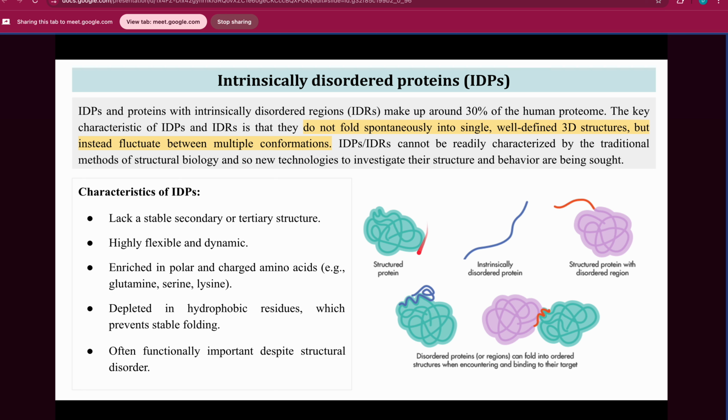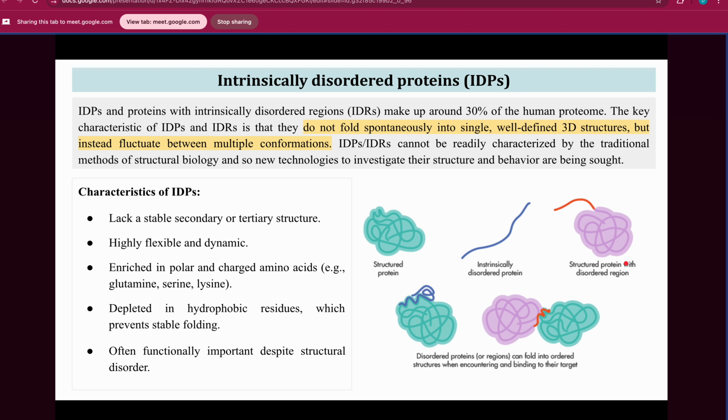For example, in this case, as you can see, it is a structured protein which is well folded. But if we talk about intrinsically disordered proteins, then they are continuously moving. They're not getting completely folded into a proper well-defined structure. So that means it is fluctuating between multiple conformations. So this is referred to as an intrinsically disordered protein, which is disordered.